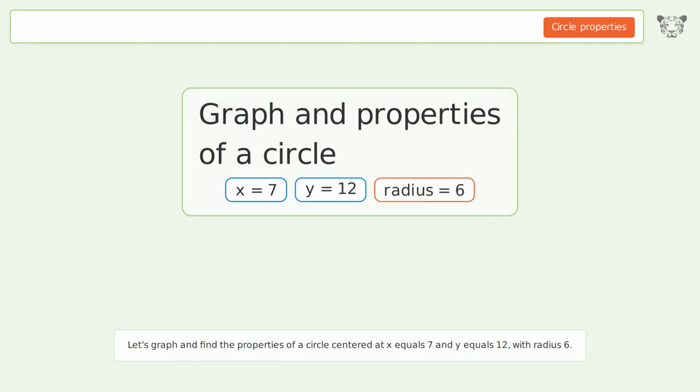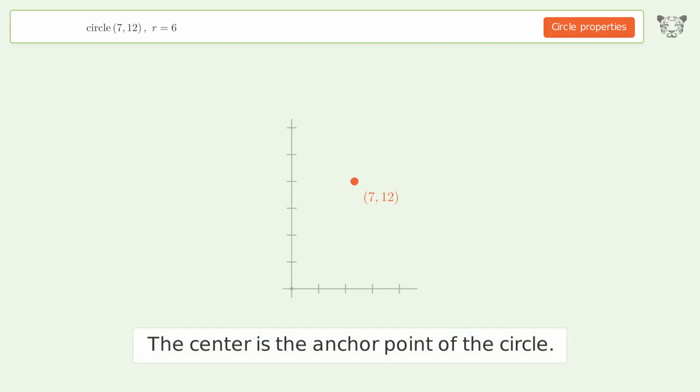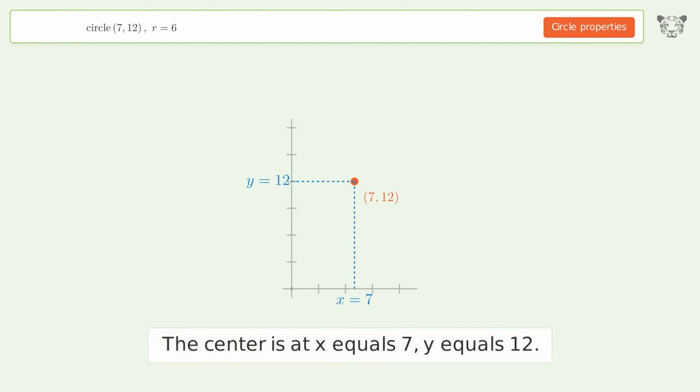Let's graph and find the properties of a circle centered at x equals 7 and y equals 12, with radius 6. The center is the anchor point of the circle. The center is at x equals 7, y equals 12.